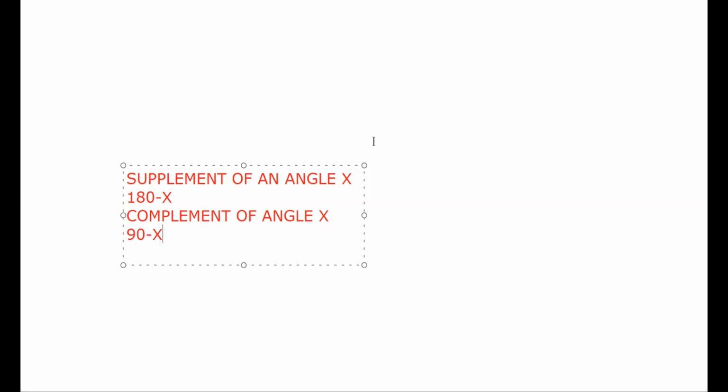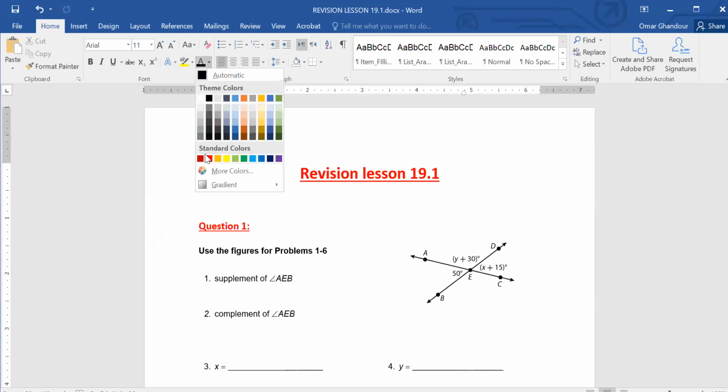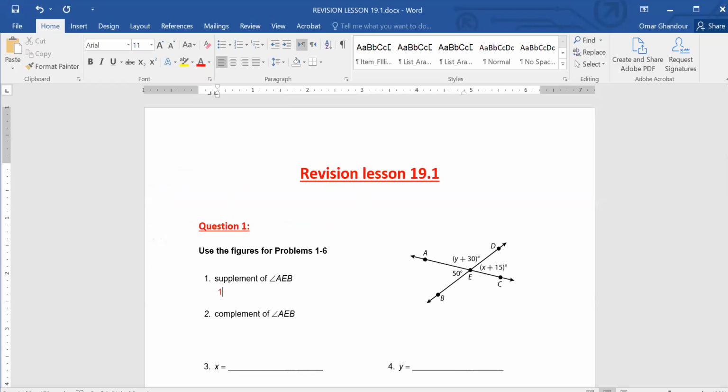Going back to our sheet. Here in question 1, he is trying to find the supplement of angle AEB. So the supplement of angle AEB is going to be 180 minus angle AEB. Let's go and find AEB. What is the value of AEB? 50. So it is 180 minus 50. The result will be what? Will be 130. So the supplement of angle AEB should be 130. Why? Because 130 plus 50 will give you 180.